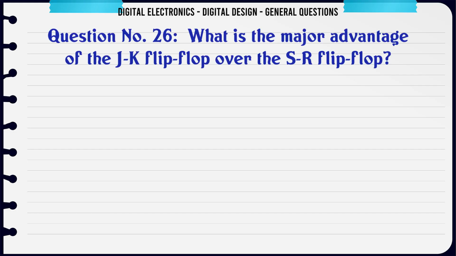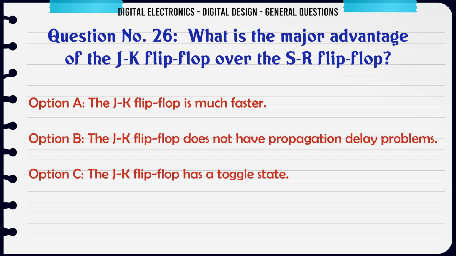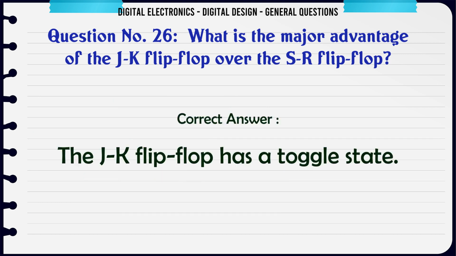What is the major advantage of the JK flip-flop over the SR flip-flop? A. The JK flip-flop is much faster. B. The JK flip-flop does not have propagation delay problems. C. The JK flip-flop has a toggle state. D. The JK flip-flop has two outputs. The correct answer is the JK flip-flop has a toggle state.